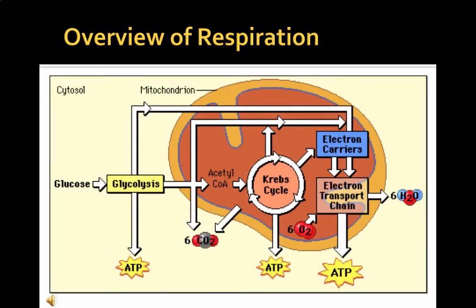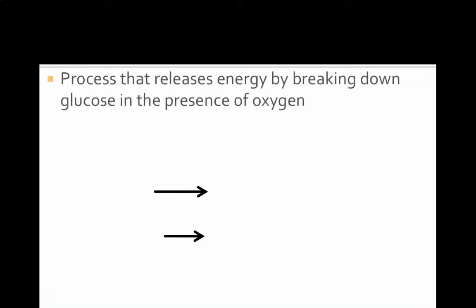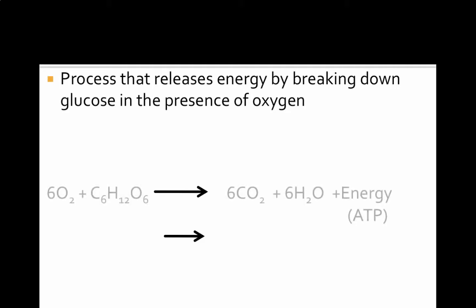This is an overview of cellular respiration. It happens in both the cytoplasm and the mitochondria, and the main purpose of cellular respiration is to break down sugar molecules and produce energy. So, the process that releases energy by breaking down glucose in the presence of oxygen is cellular respiration, and this is the formula for it. This formula will be very important.